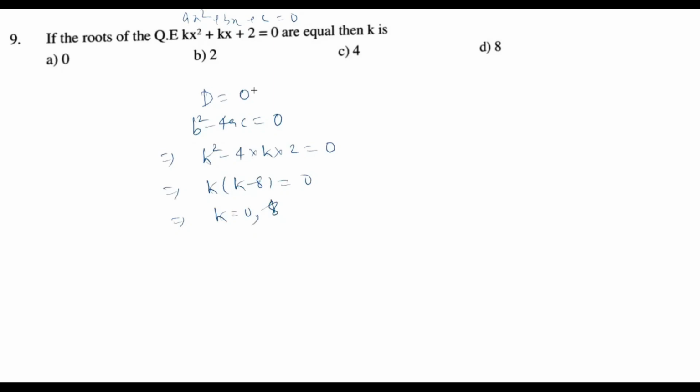Now the situation is, when k is 0, then this does not remain a quadratic anymore, right? So 0x squared, 0x. So you have to ignore this, because this will make it 0. So then 8 will be your answer.